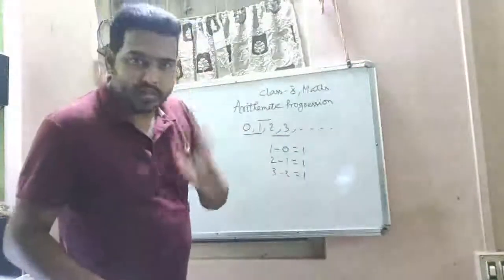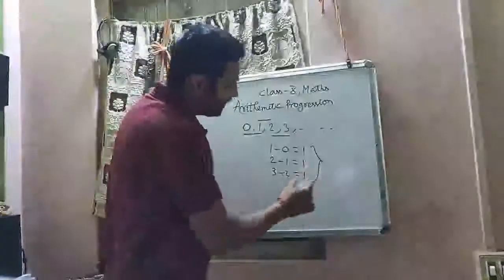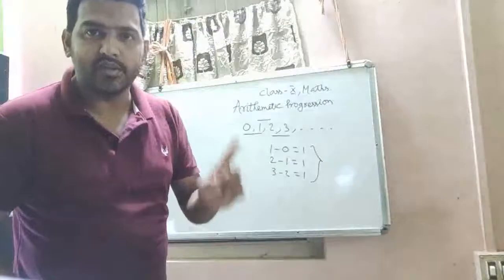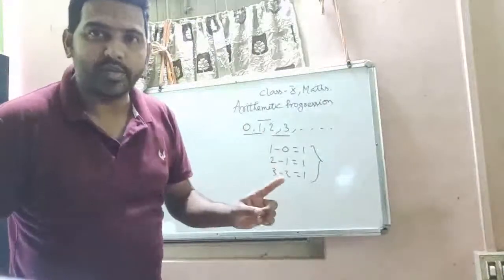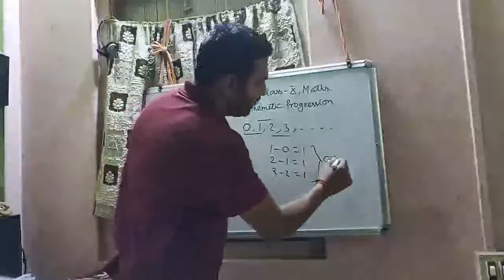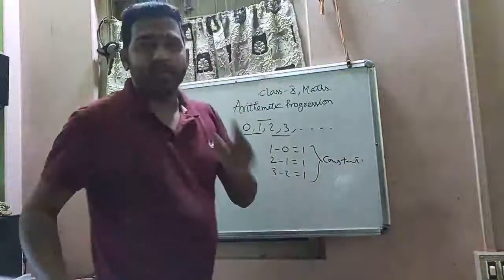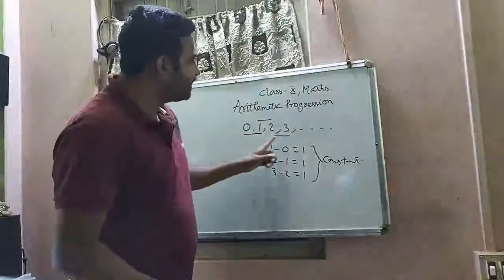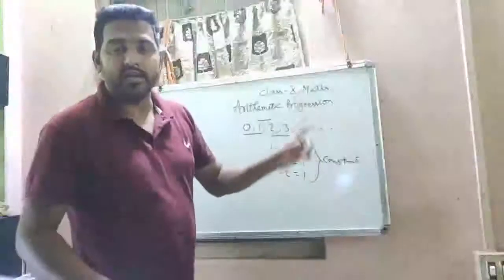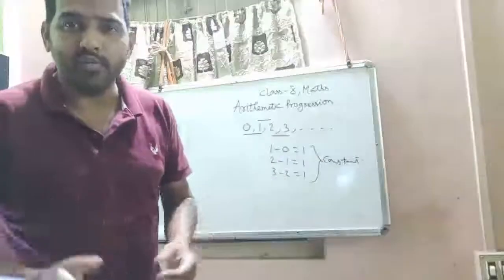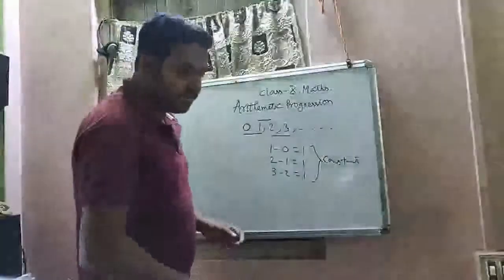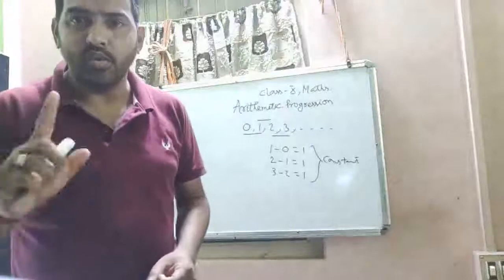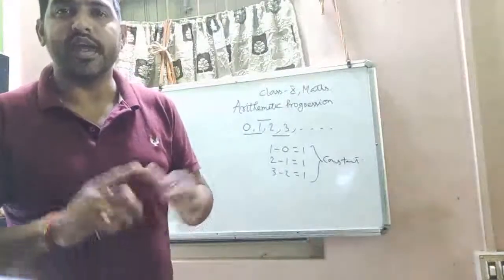So see, in all cases, the difference between any two consecutive numbers present in a sequence is constant. Here 1 is constant. Then we can say that the numbers are in arithmetic progression or they form an AP. So we can say that the set of whole numbers forms an AP.